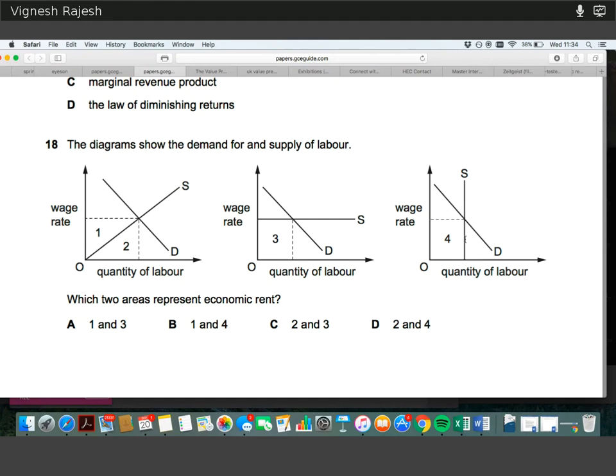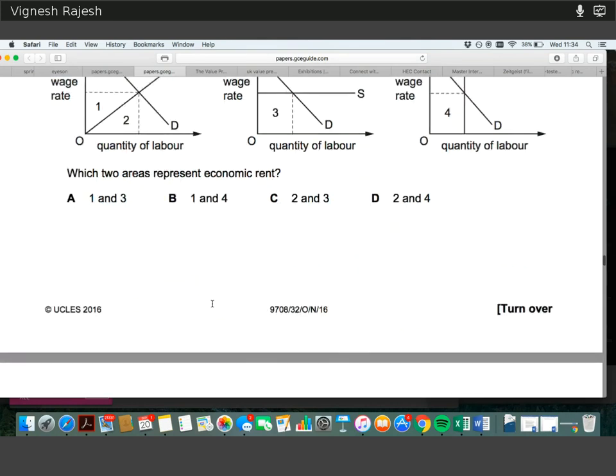Similarly, if we look at the third diagram, with this supply curve here, the going wage is here, but there are quite a few workers down here who'd be willing to work at a lower wage rate, but they get paid the market equilibrium wage rate, which is an excess payment over what they would be willing to work for. So 4. So the answer in this case is B for 18, 1 and 4.